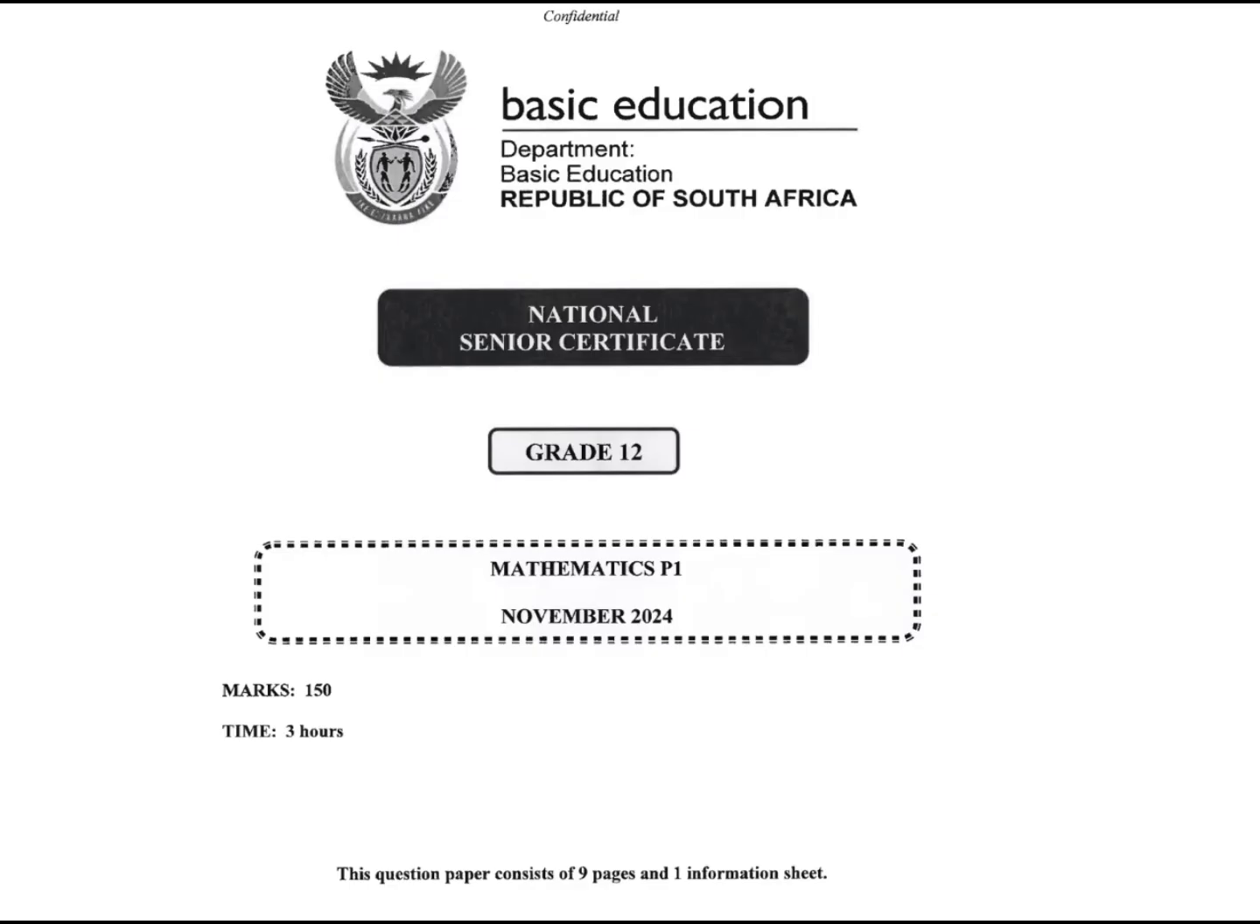Okay, so we have our National Senior Certificate, grade 12. This is Mathematics, Paper 1, November 2024, the paper that was just written last year around this time. We're going to use it to practice for our upcoming November 2025 Mathematics Paper 1, which will be written around the first week of November. The maximum is 150 marks and the time is 3 hours. Hopefully we'll be able to finish this paper in less than 3 hours, as I go through the question paper and show you how to go about it.